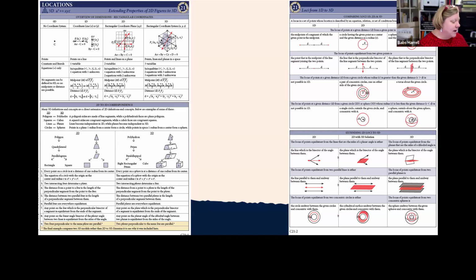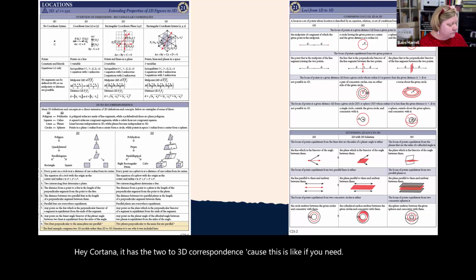I like how at the bottom it has the 2D to 3D correspondence, because it says in 2D it's a polygon, but in 3D it's a polyhedra, right? And so it has those connections there. And then of course it has the pictures, which makes it all better because then you can see what they're actually talking about.